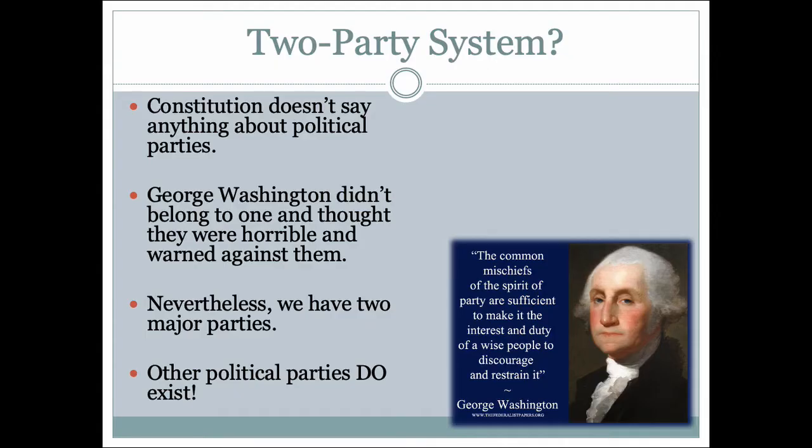So to build some background, the United States is said to operate in a two-party system, which is interesting because the Constitution doesn't say anything about political parties. George Washington, our first president, didn't belong to one, and he thought they were not a great idea, and warned the nation against them. But with time, pretty quickly after the nation was formed and after George Washington's administration, we do start to see the emergence of political parties.